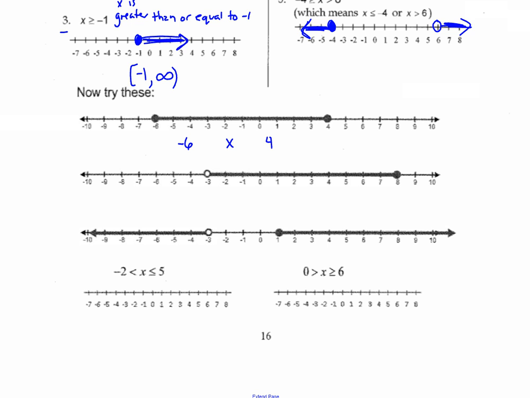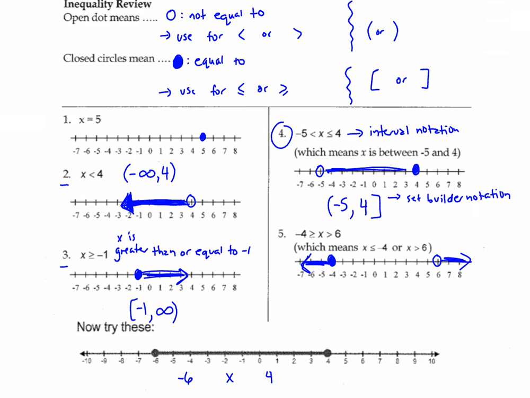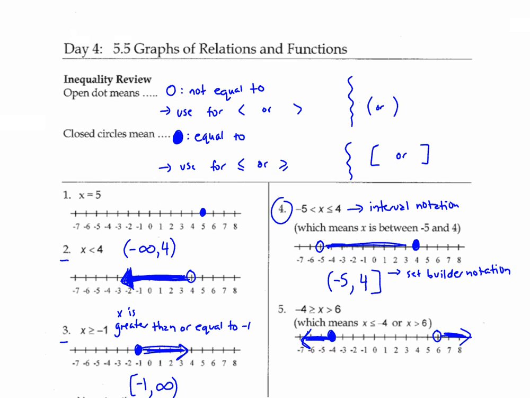I messed up the names. I knew it. I knew I did. That's set builder, that's interval. I don't know why I would do that. Okay. Switch arrows. So set builder is the inequalities, and interval is for the brackets.